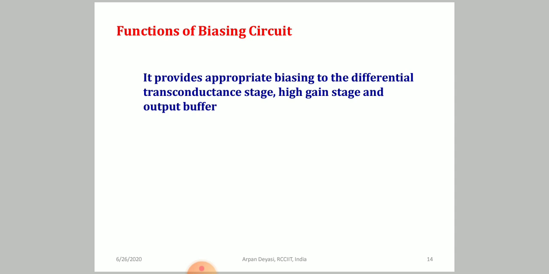So those are the fundamental parts of the basic building block of the op-amp and the functions of the different circuits. And this compensating circuit sometimes may also be connected with the high gain stage, directly or indirectly, but ultimately it provides the stability, either to the differential transconductance stage or to the high gain stage. Not too much to be worried about.